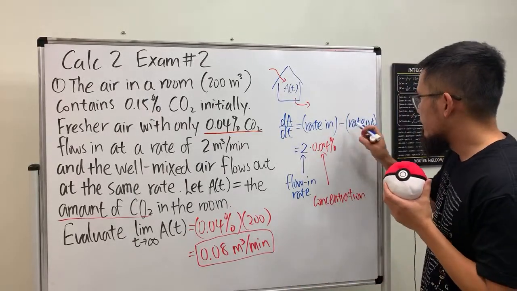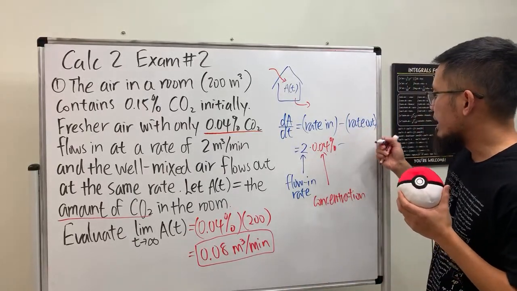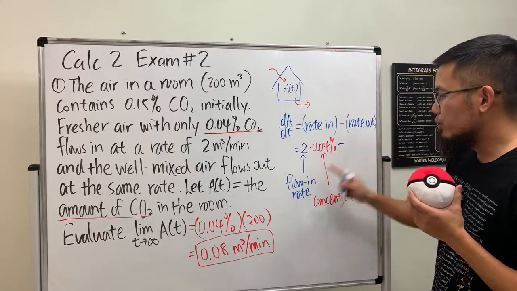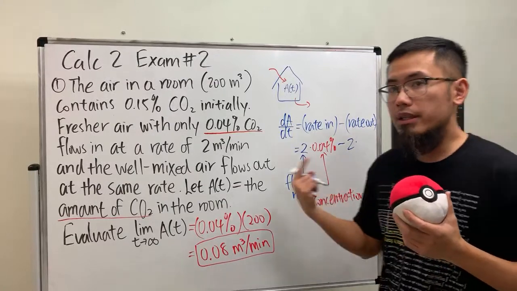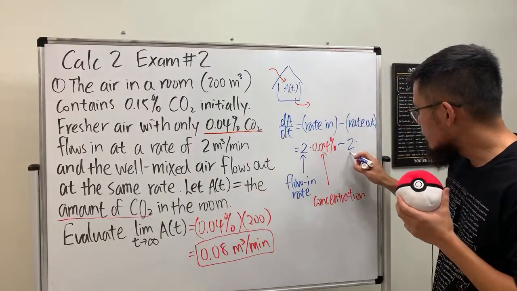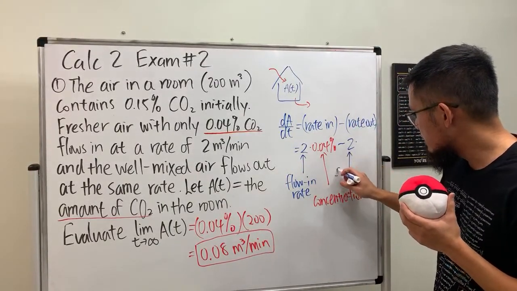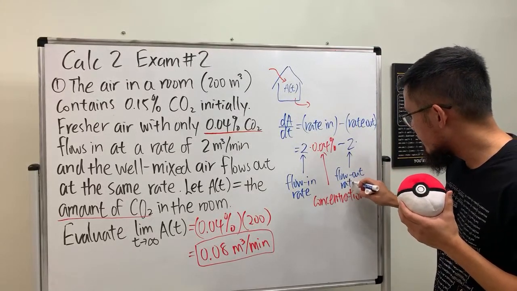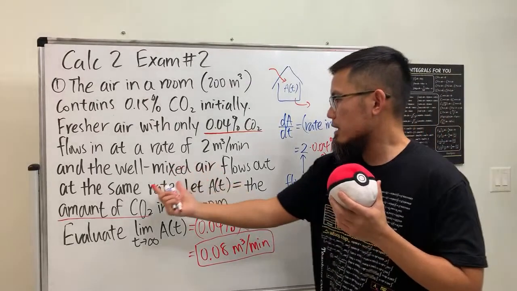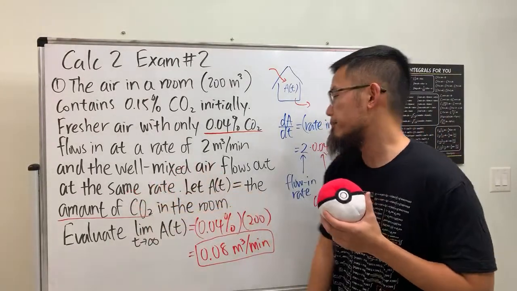Okay, cool. Now we have to subtract the rate out. Well, we still have to do the same thing. You have to multiply by 2 first, right? This right here represents the flow out rate. So I'll just put this down. This is the flow out rate. Why? Because it says it's going out at the same rate.